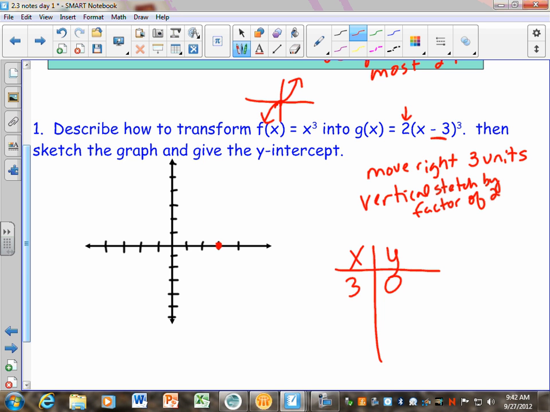If you want to think about doing this without an XY chart, normally when you plug 1 into x cubed, you go over 1, how many do you go up? Up 1. Like normally when you plug in 1, you get 1, right? So on this one, when I go over 1, I'm not just going to go up 1 because I'm stretching it by a factor of 2. What should happen is I should go up 2.